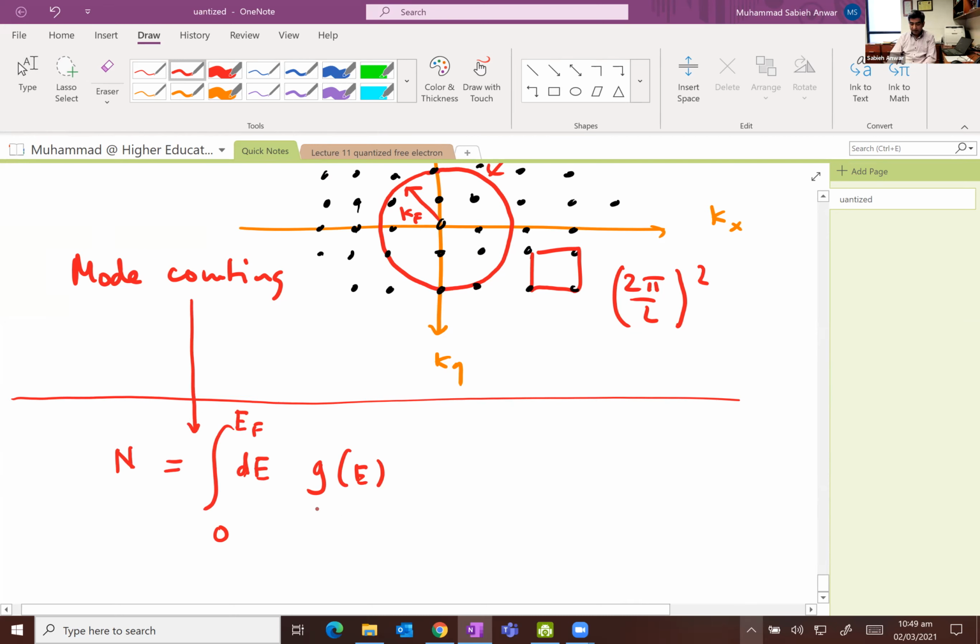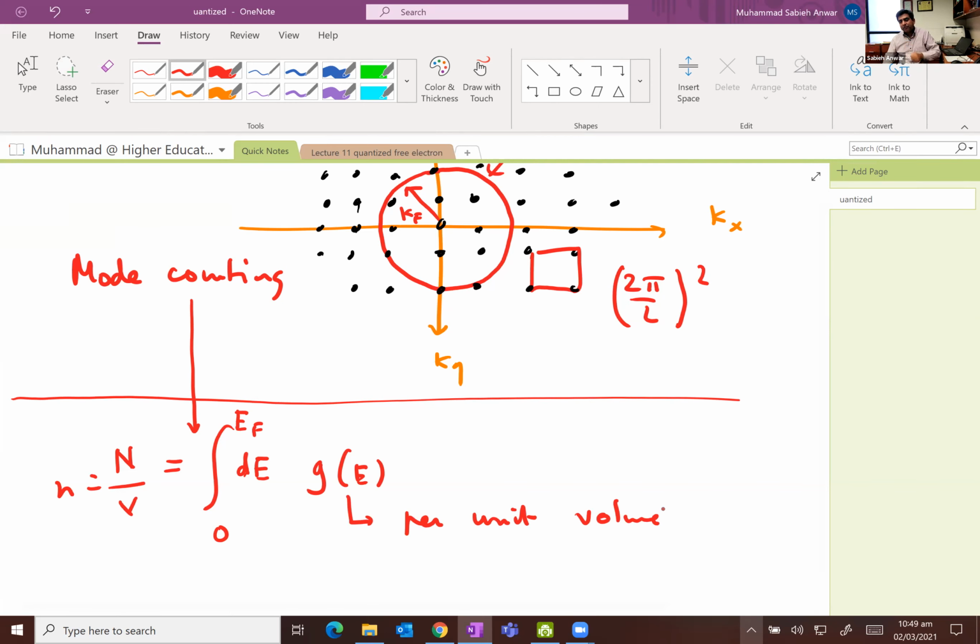Okay, so by the way, this is going to be small n. So the density of states integrated from 0 to the maximum energy is going to give me the total number of states, of course per unit volume, because this is per unit volume. This is what is meant by mode counting.